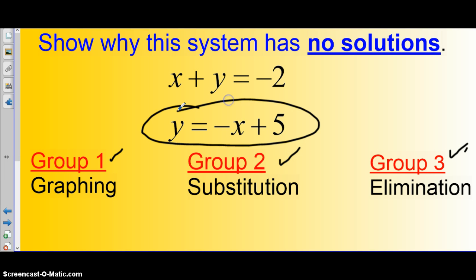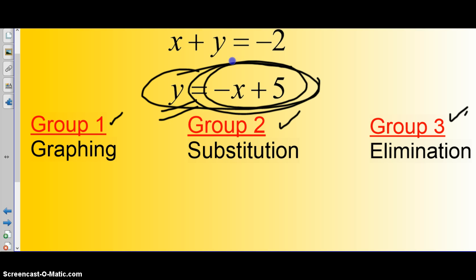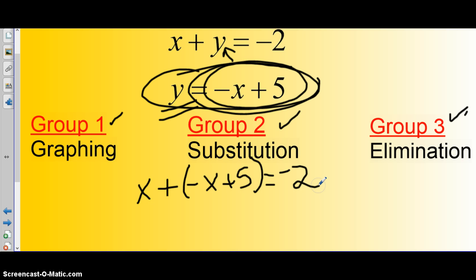This equation is already set up in a y equals, so I'm going to use substitution in this example for you. When I substitute, it says y equals, I'm going to substitute this portion into here where it says what y is equal to. So when I do that, if you will remember, we substitute for y. We've got negative x plus 5 because we see that y is equal to that. Is equal to negative 2.